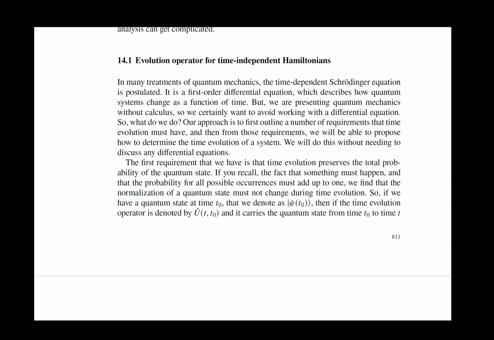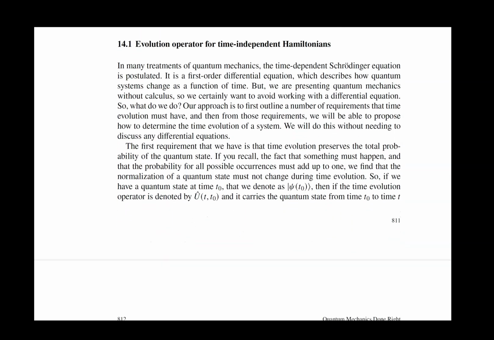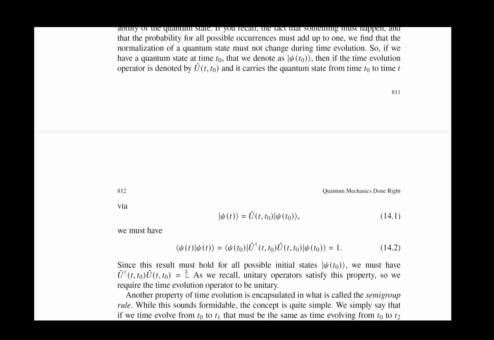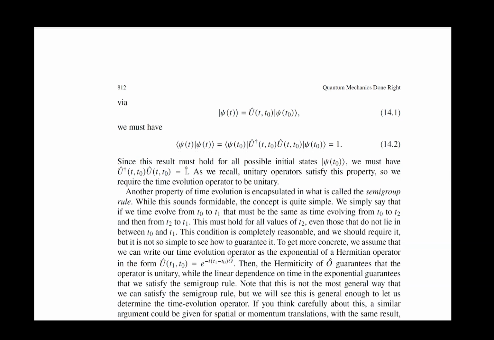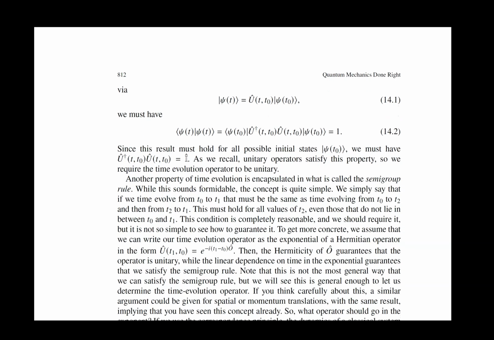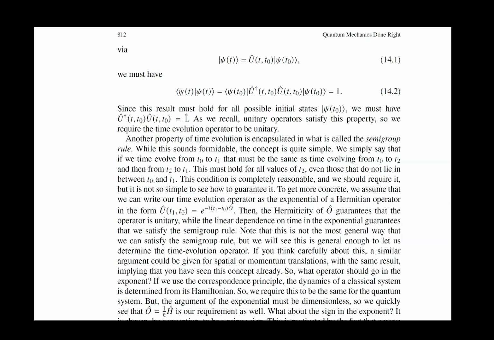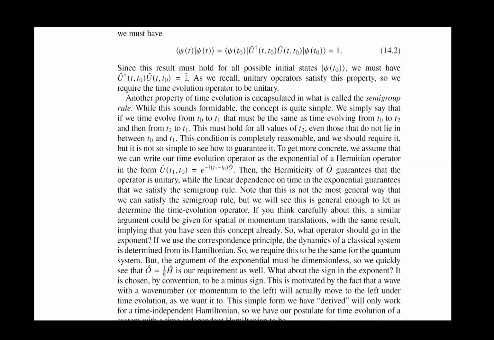All right, as I said, we start with the evolution operator for the time-dependent Hamiltonian. The way in which this works is we need to preserve probability. That tells us that the time evolution operator must be unitary. There's another property called the semi-group rule, which says that if I time evolve from T1 to T2, that's the same as evolving from T1 to T3 and then from T3 to T2. And that requires the time evolution operators satisfy a certain functional relationship.